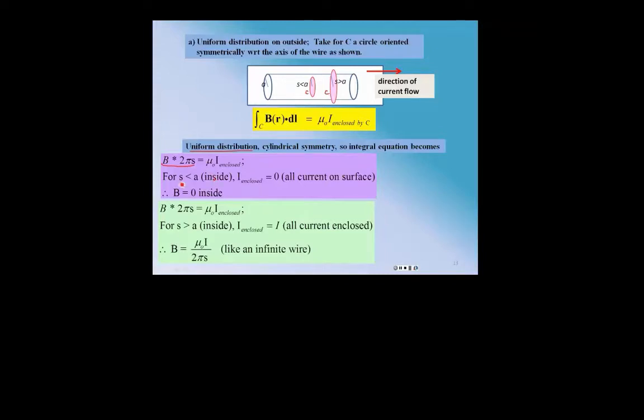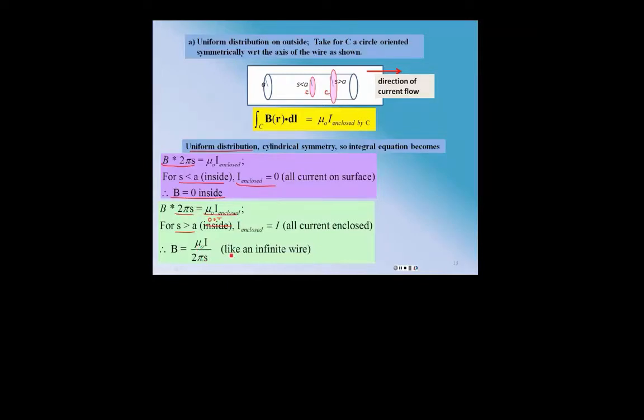If we have s less than a, inside, what is the current? Well, all of the current is on the surface, and so there's no current enclosed. Again, all current is on the surface, and so therefore B is equal to 0 inside. So B times 2 pi s is equal to mu 0 I enclosed again, but now we're going to go outside. I enclosed is all of the current, simply I, so B is equal to mu 0 I divided by 2 pi s, which is given here.